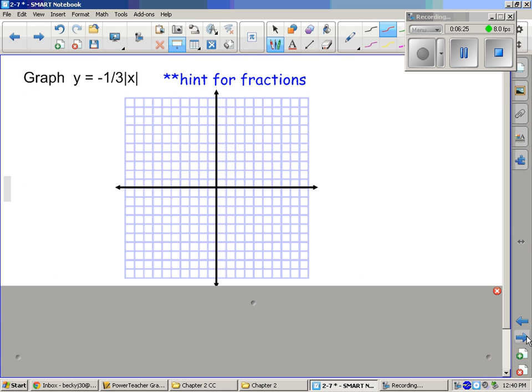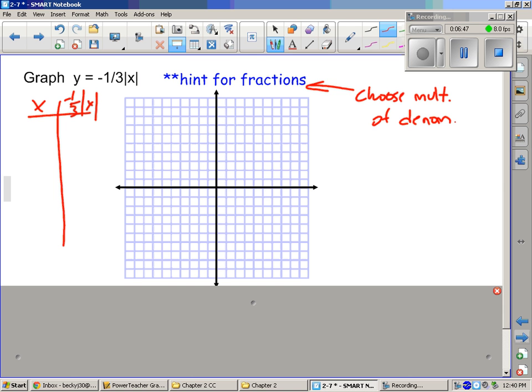Okay, now one last one here. We are still going to do a t-chart, x and negative 1/3 absolute value of x. Now we have a hint for fractions to make your life a lot easier. We want to choose multiples of the denominator, because then when you multiply it by the fractions, it will come out a whole number. So 0 is always still a good one to choose.